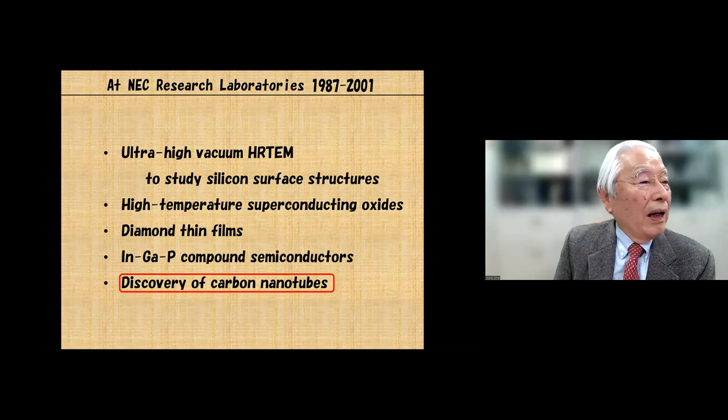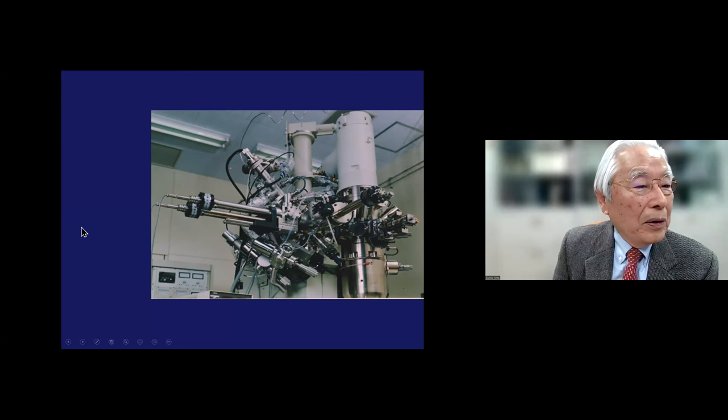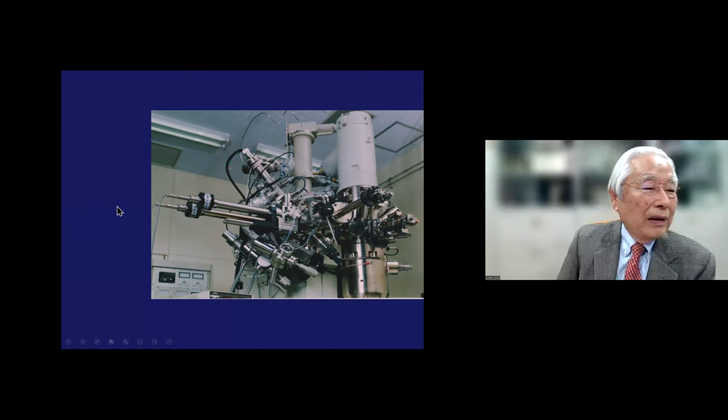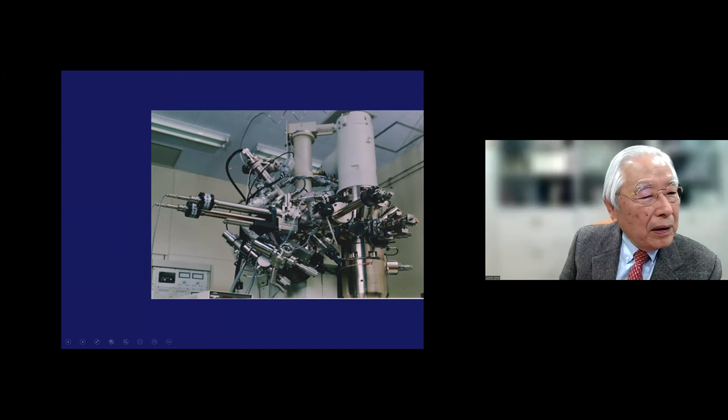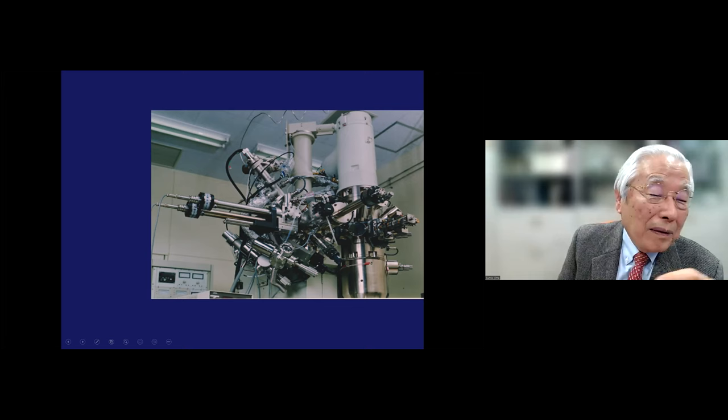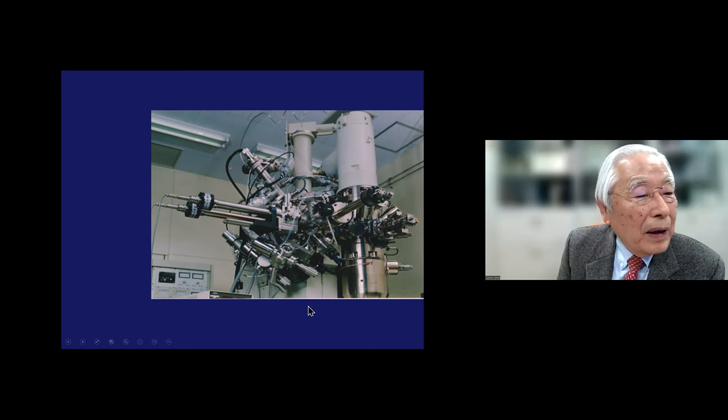I built the actual JEOL ultra high vacuum high resolution microscope. For this, you need a big space around the specimen to evacuate the gas, and you need good high conductance. But for high resolution, you need very small pole pieces, so you can't get the pumping well. So it is somehow competitive. Anyway, so this is the machine.